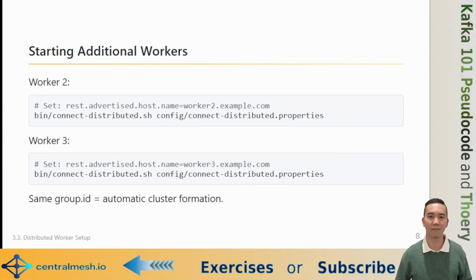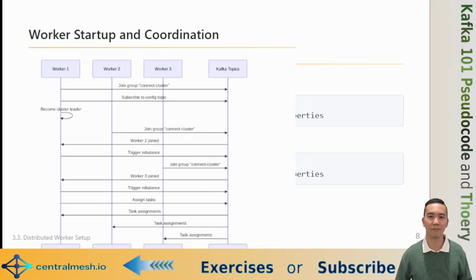Adding more workers is just as simple. Each additional machine uses almost the same configuration file. Typically, the only setting that changes is the advertised REST hostname, so other systems know how to reach that worker. Because every worker uses the same group ID and the same internal topics, they automatically discover one another and form a single Kafka Connect cluster. There is no manual clustering process or additional coordination required.